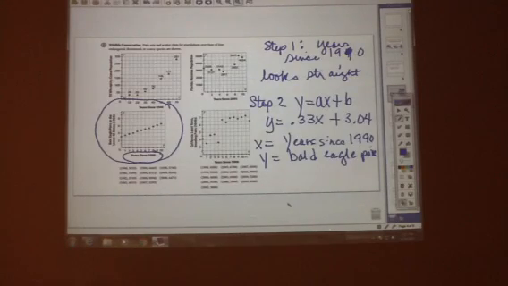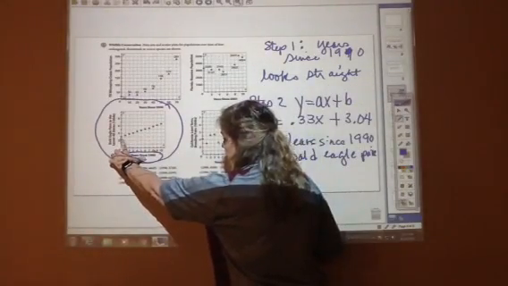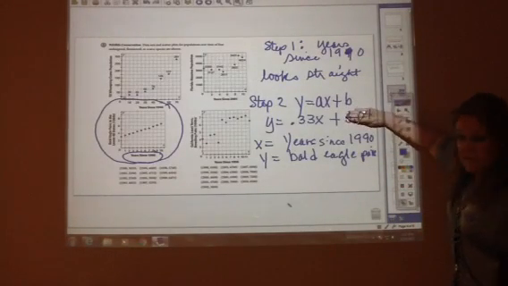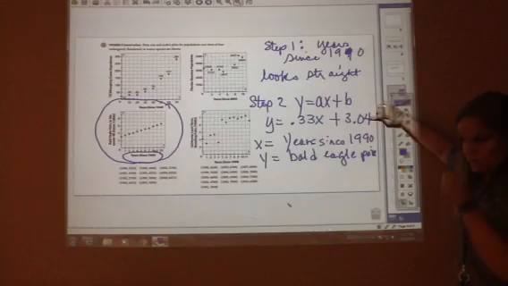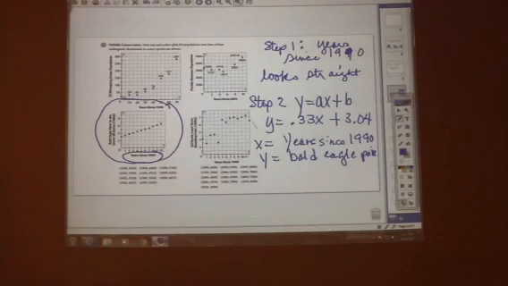Then the question says, what are the initial value and the rate of change? So on your linears, our initial value is where it starts right there. Well, that number right there is the 3.04. So it asks us, what is our initial value? We would write initial value is 3.04. And what is the rate of change? Initial value, write it down, is 3.04.